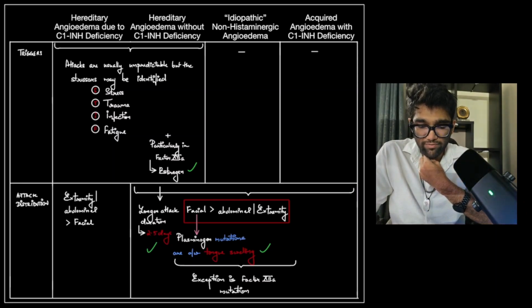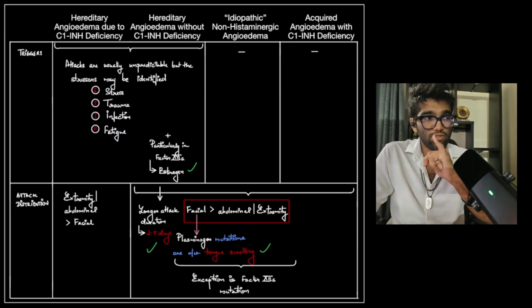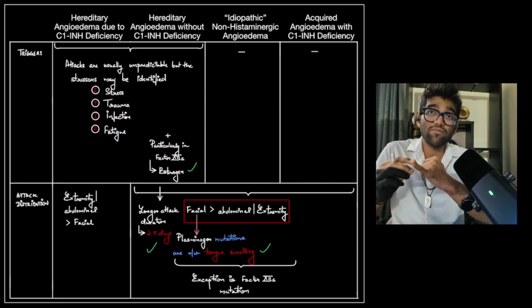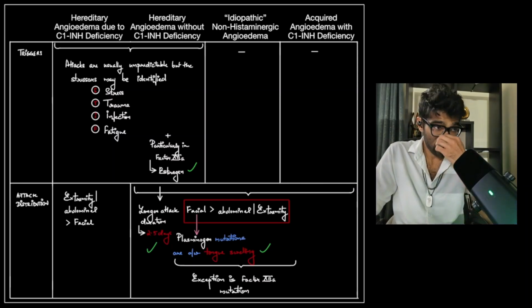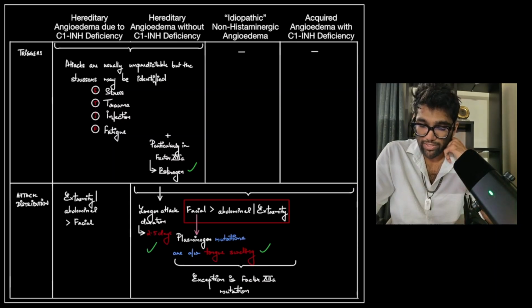Now, importantly, we'll come to it, but one of the non-C1INH deficiency hereditary angioedema genes is plasminogen, and that has been characteristically associated with tongue swelling, which is something that you can pick up clinically. So with factor 12 deficiency, you have precipitation with estrogen, and with plasminogen deficiency, you have tongue swelling.